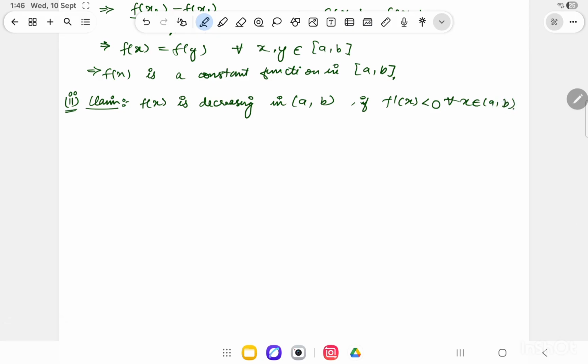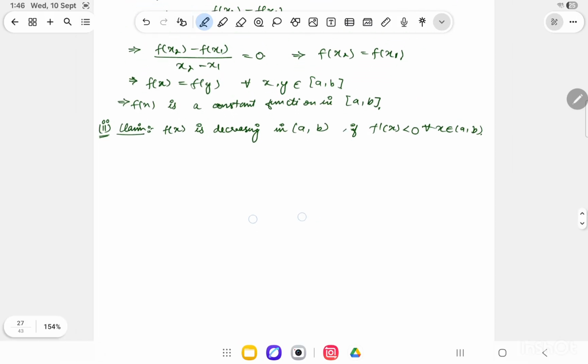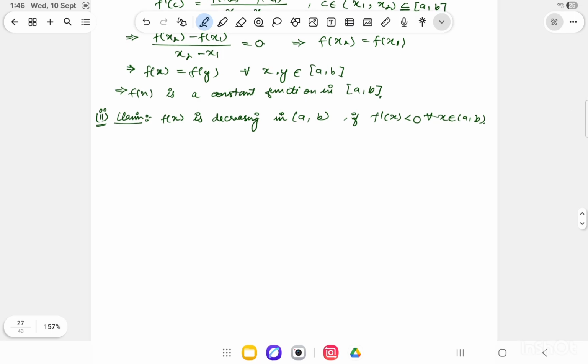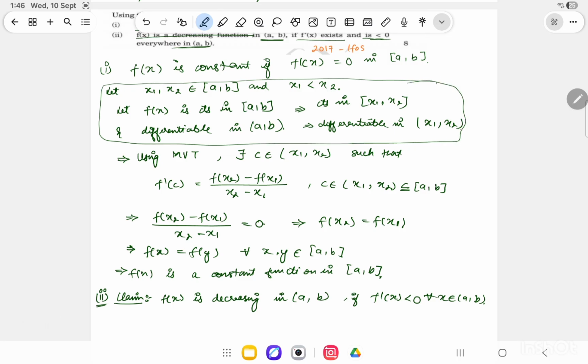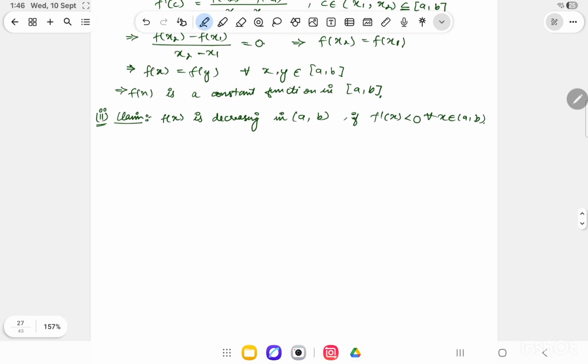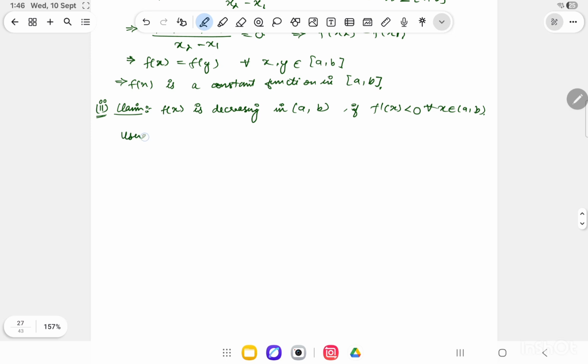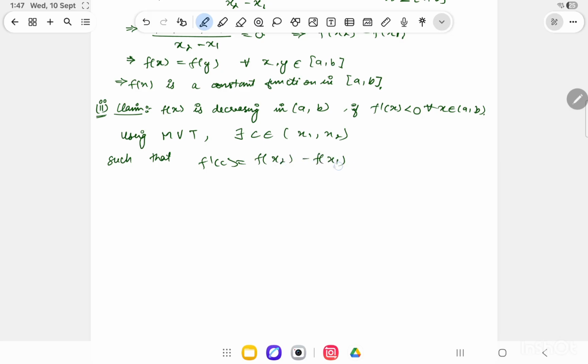So we can assume all the necessary conditions for function f(x), like we did in the previous question, that is, it is differentiable and continuous on [x1, x2]. Then if we use the mean value theorem, there must exist c in between x1 and x2 such that f'(c) must be equal to (f(x2) - f(x1)) divided by (x2 - x1).